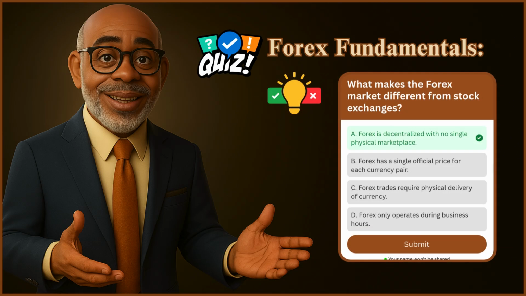The correct answer is A. Forex is decentralized with no single physical marketplace. Instead of trading in one central exchange, transactions happen electronically through a global network of banks, brokers, and traders, 24 hours a day, 5 days a week.